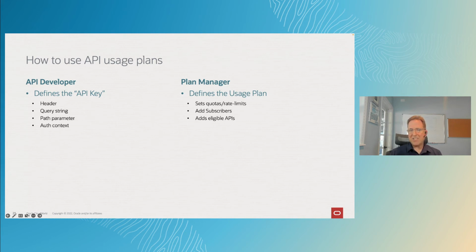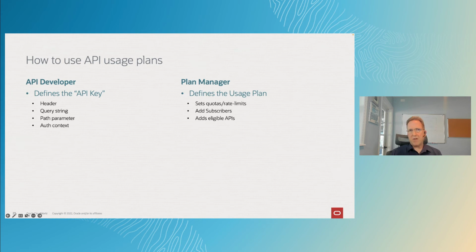When that developer does that, that's also what makes that API eligible. It's a deployment on a gateway, and they make it eligible to be included in a plan. The plan manager can now go and select that API when they're creating their plan. So they're adding that into a plan, or making a product as a plan, where that plan will allow users to be able to invoke those APIs. That plan manager will set the quotas and the rate limits for that product, and then they can add the subscribers and of course add the eligible APIs.